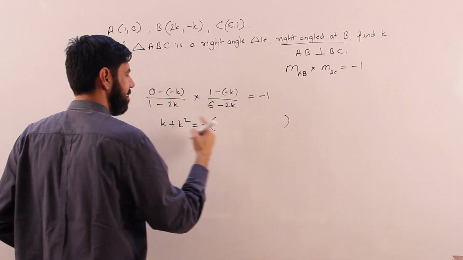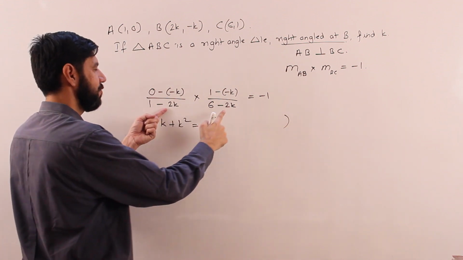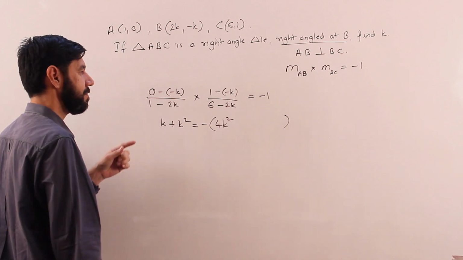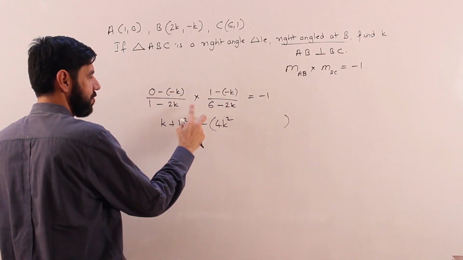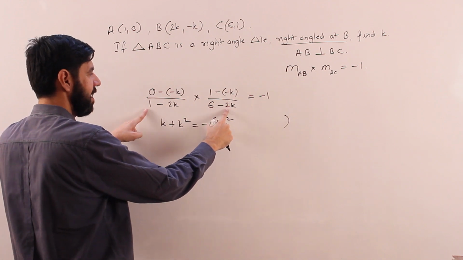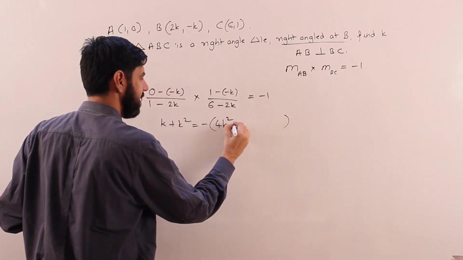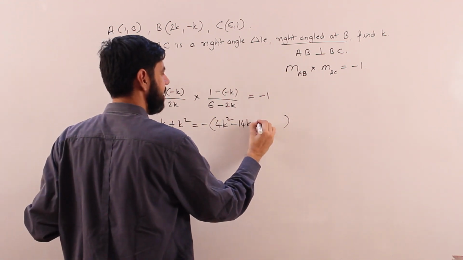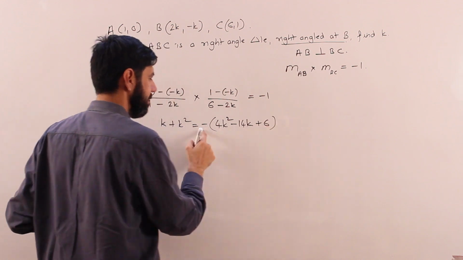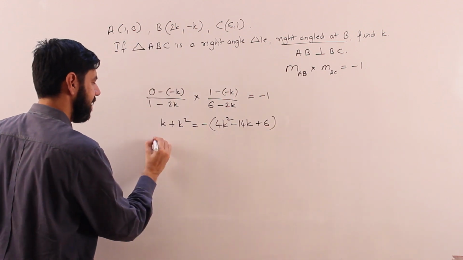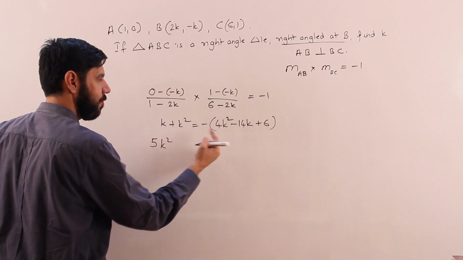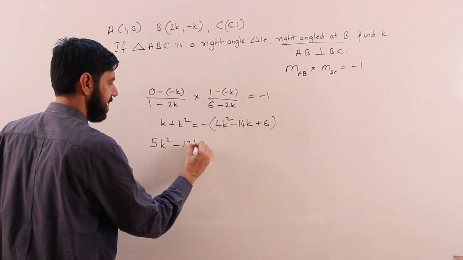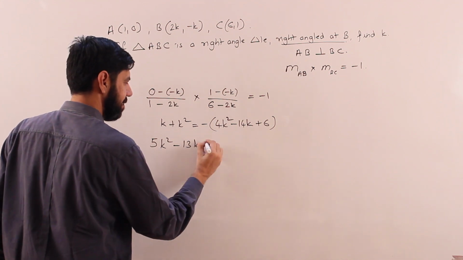I'm also cross multiplying directly. Minus 2K and a minus 2K is going to become a 4K square. This is a minus 12K and a minus 2K, which will be a minus 14K. The constant is 1 into 6, that is 6. This is a plus 6. Remember, there's a minus sign. Now I'm taking all of them to one side. So this is going to be 5K square plus plus will be a minus, so I'll be getting a minus 13K, minus 6 will become a plus 6.